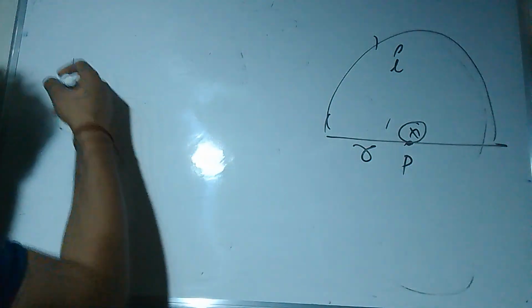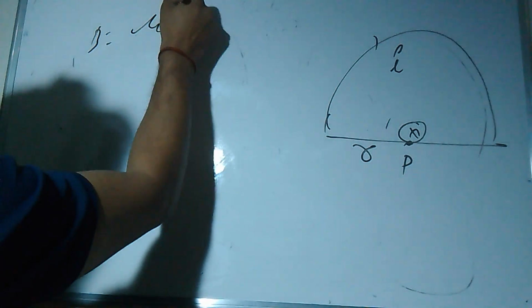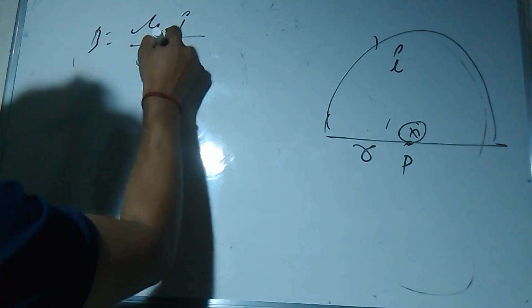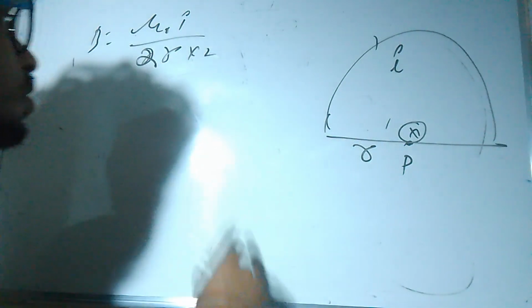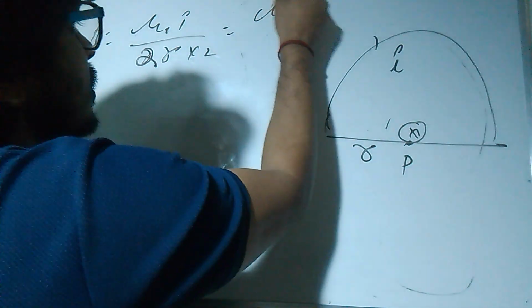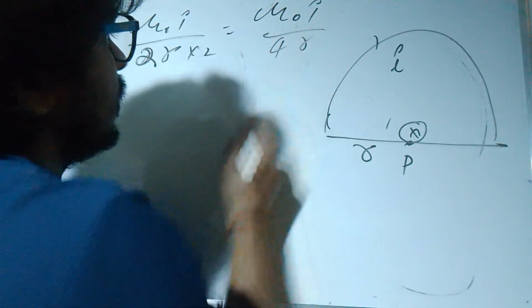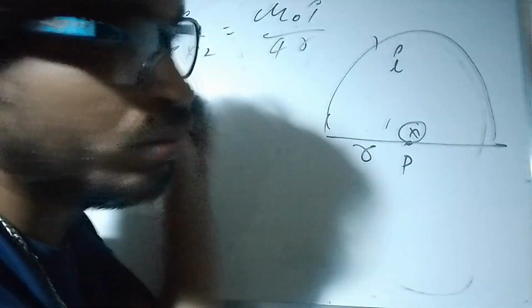So what will this magnetic field be? You can directly say mu naught I divided by 2r, divided by 2, because this is half. You are assuming only half of the circle, so you have to divide by 2. So this relation becomes mu naught I by 4r. You don't need to remember this result, but you have to be aware of how to solve it.